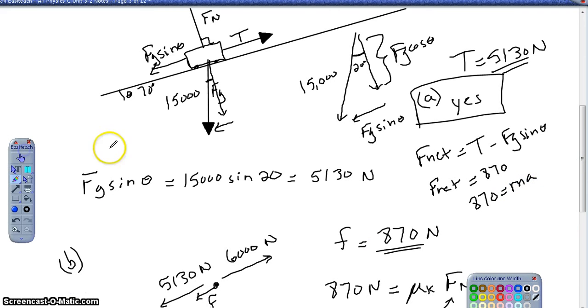So if I want to find my acceleration, I just take 870 and set it equal to mass times acceleration. That does require me to find the mass by simply dividing 15,000 by 9.8. When I do that, that's where I was getting that number of 1530 from before. So plugging that in times the acceleration and solving for the acceleration, the maximum acceleration that we could have up the hill without any friction would be 0.57 meters per second squared.